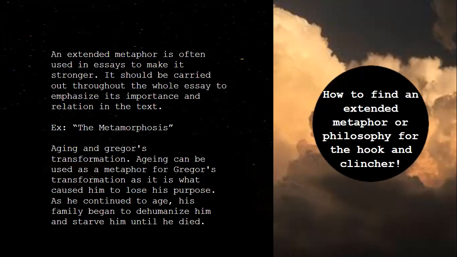How to find an extended metaphor or philosophy for the hook and the clincher. An extended metaphor is often used in essays to make it stronger, so it should be carried out throughout the whole essay to emphasize its importance in relation to the text. For example, for The Metamorphosis, I chose a metaphor, and the metaphor I chose was aging. So I related Gregor's transformation to aging. I said that aging can be used as a metaphor for Gregor's transformation, as it is what caused him to lose his purpose. As he continued to age, his family began to dehumanize him and starve him until he died.